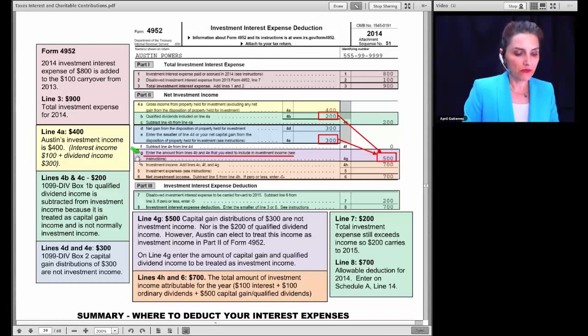But on line 4G, this is where Austin can make an election to have that capital gain and qualified dividend income treated as if it was investment income. And he's going to do that. So he's going to enter $500 on line 4G. When you add the $500 on line 4G to the $200 on line 4C, you've got the total amount of investment income he has for the year.